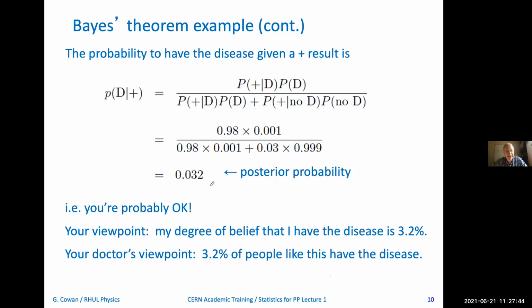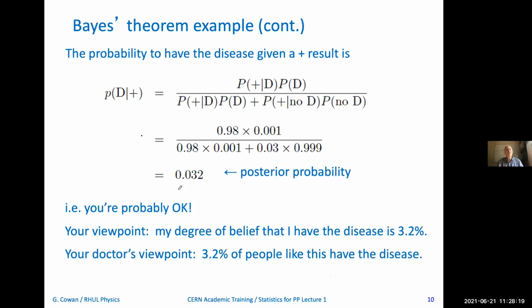It means you're probably okay. And so that's a rather surprising result. But if you think about it, the reason that this happens, of course, is that what we call the posterior probability to have the disease given a positive test result, after the test, is proportional to the prior probability. And that prior probability was only 1 in 1,000. And so having obtained a positive test result, your probability to have the disease has jumped from 1 in 1,000 up to 3.2%. So it's gone up quite a bit, but it's still quite low.